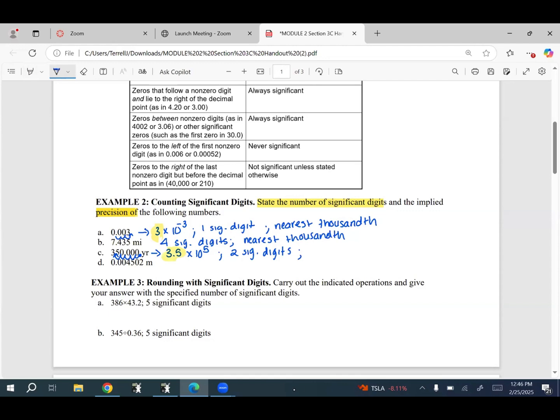And precision would be, well, what decimal place or what place value does this number hold? So this is ones, tens, hundreds, thousands, 10,000s, 100,000s. 350,000 is in the 100,000s.